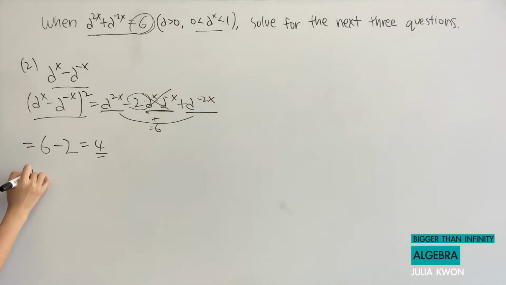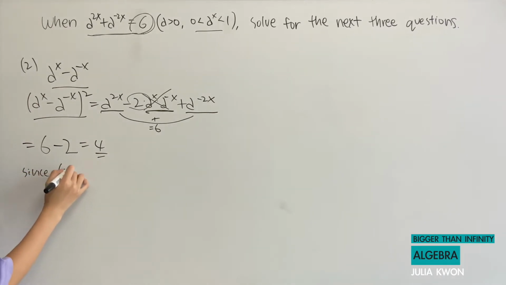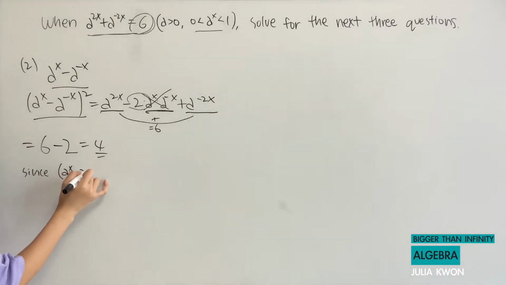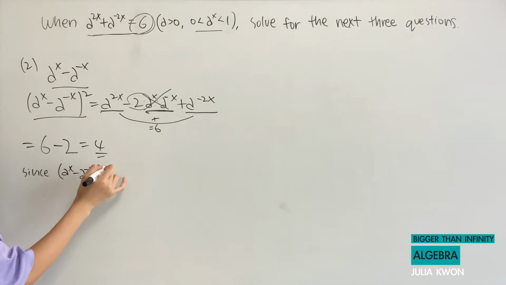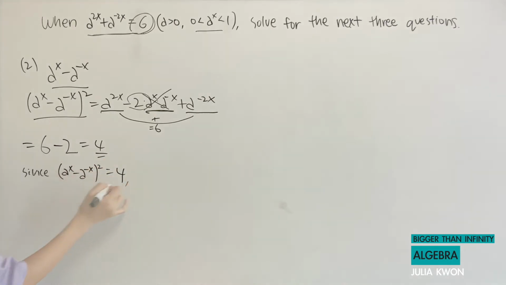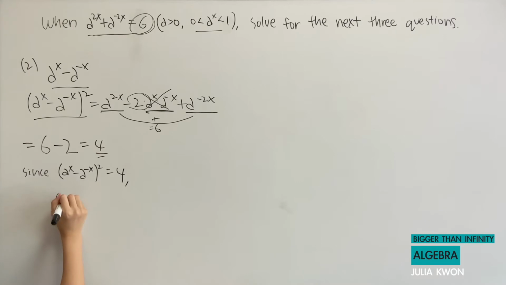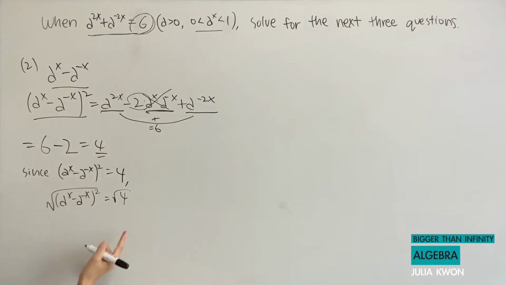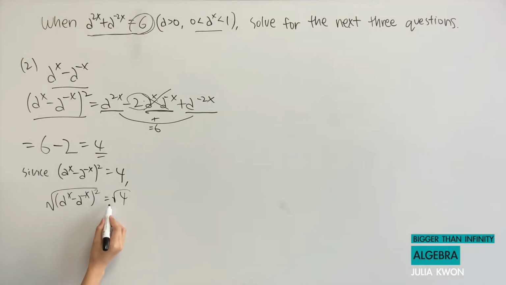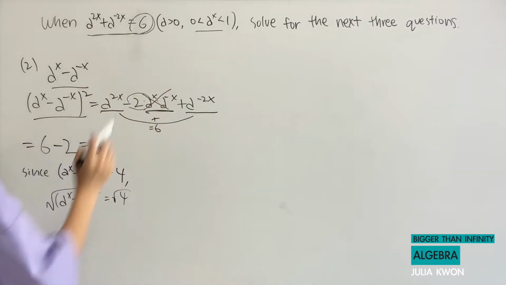So since a to the power of x minus a to the power of negative x, to the power of 2, is equal to 4, that means that if we square root it on both sides, then we get this. And again, you might ask, why can't it be plus or minus square root of 4? Well, that is because a is positive.